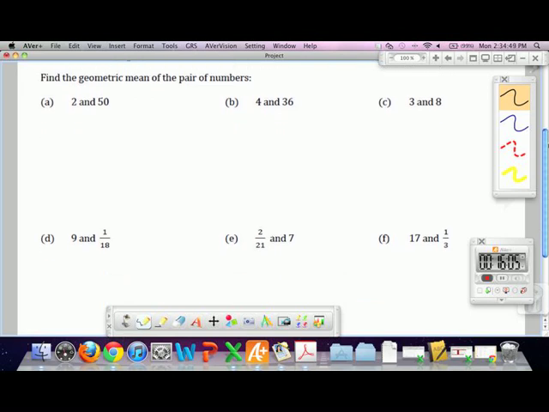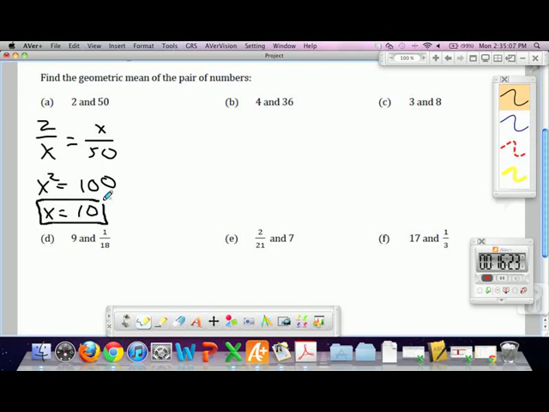So if I want to find the geometric mean between these two numbers, I could say 2 over my geometric mean is equal to the geometric mean over 50. Cross multiply and solve. We get x squared equals 100. The geometric mean, therefore, is the square root of 100, which is 10. Cross multiply, and square root.